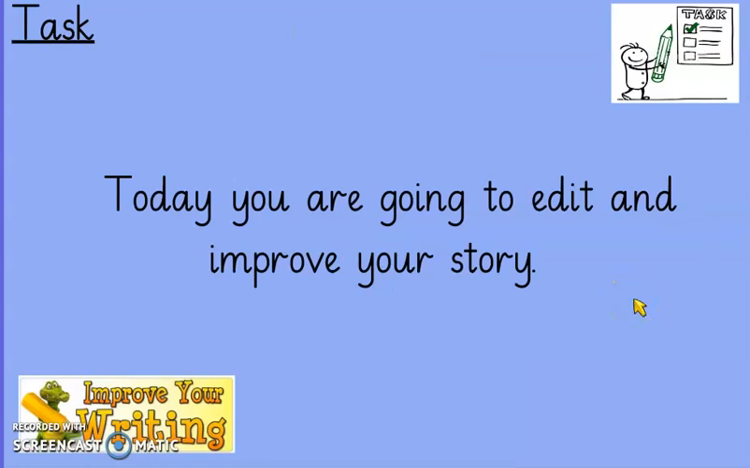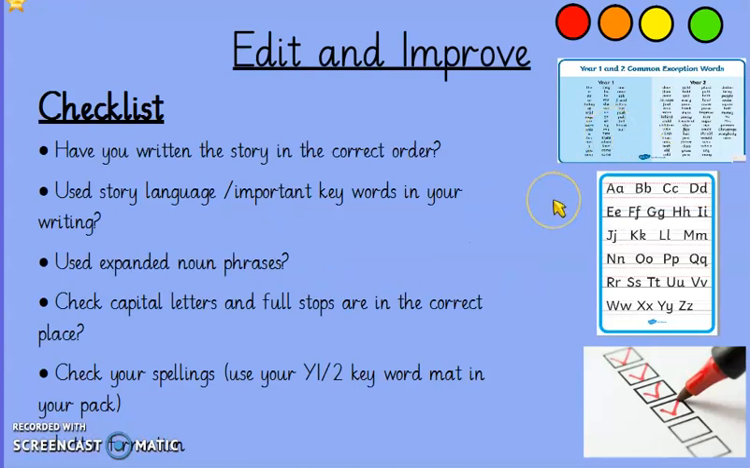Okay, so your task today then is you are going to edit and improve your story. Now, edit and improve just means going back and checking your story and then making some corrections if you need to. Okay, so let's have a look at my checklist rather. Okay, so for edit and improve, this is my checklist, and you will have this in your literacy home learning booklets. Okay, I've included this in so you can look back at this.